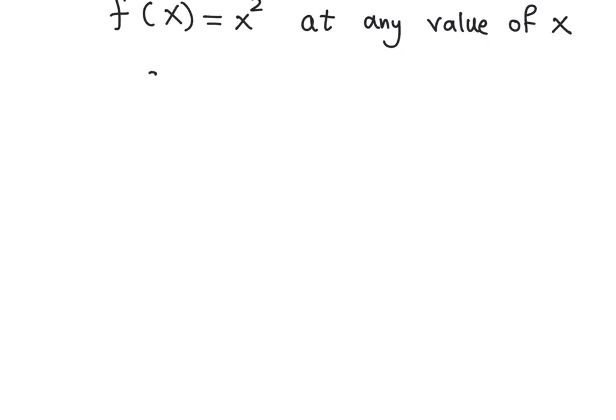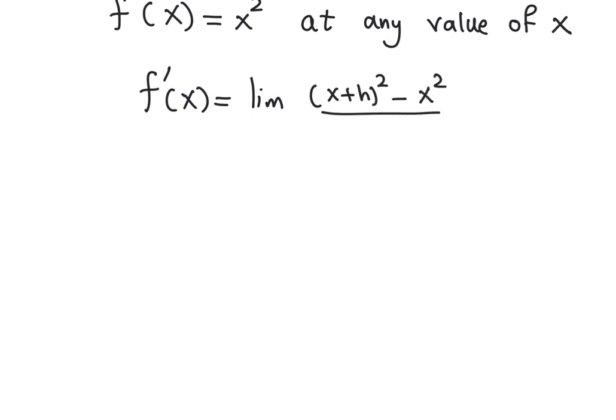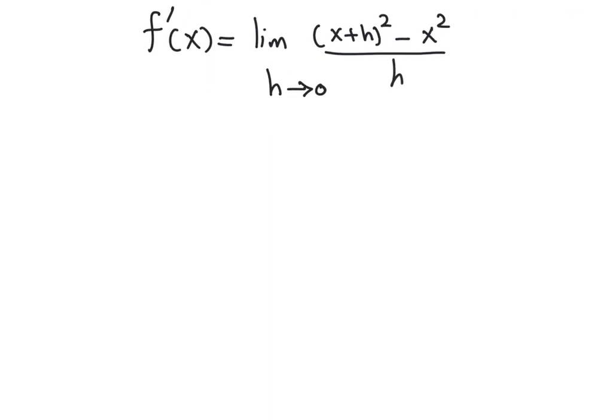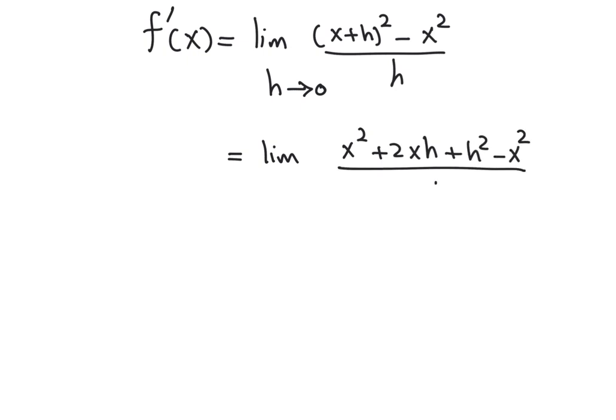Let's find the derivative at any value of x. It is the limit of x plus h squared minus x squared over h as h goes to 0, which equals the limit of, you expand the first bracket, x squared plus 2xh plus h squared minus x squared over h as h goes to 0.